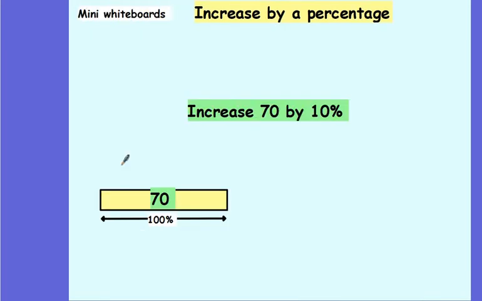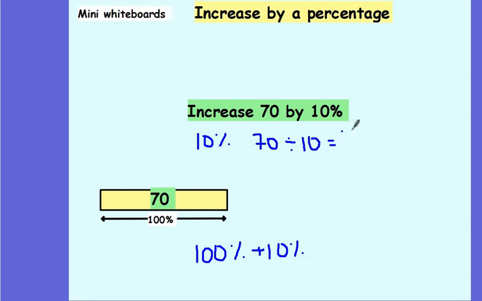Okay, Year 7, mini whiteboards for me. Increase 70 by 10%. Pause the video if you need, off you go. Okay, increasing 70 by 10% means I need 100% plus an extra 10%. We work out 10% by doing 70 divided by 10, which gives me 7. So increasing adds on an extra 7, so you should have got 77.